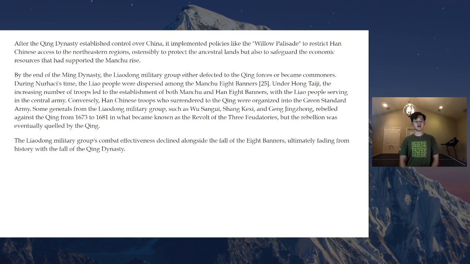After the Qing dynasty established control over China, it implemented policies like the Willow Palisade to restrict Han Chinese access to the northeastern region. By the end of the Ming dynasty, the Liaodong military group either defected to the Qing forces or became commoners, and later the Liao people were dispersed among the Manchu 8 banners, and as a result, they declined over time and faded from history with the fall of the Qing dynasty.